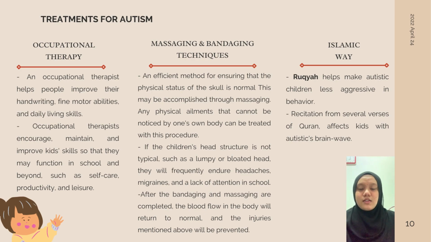Last but not least, the panel also mentioned that autism can be cured or can be lessened by Islamic ways such as ruqyah. Ruqyah helps make autistic children less aggressive in behavior. Furthermore, the recitation of several verses of the Quran affects the brainwaves of kids with autism.